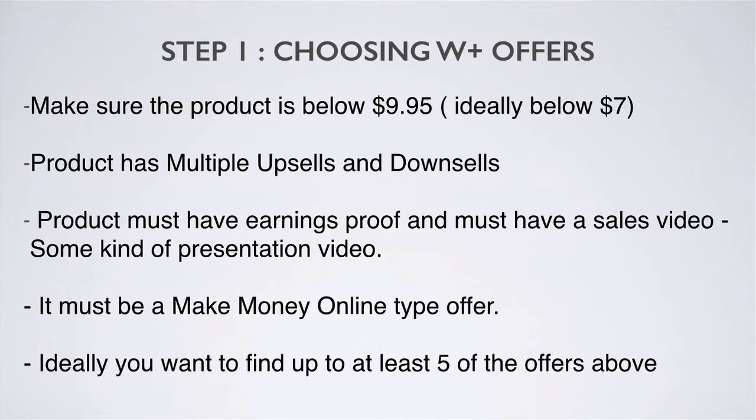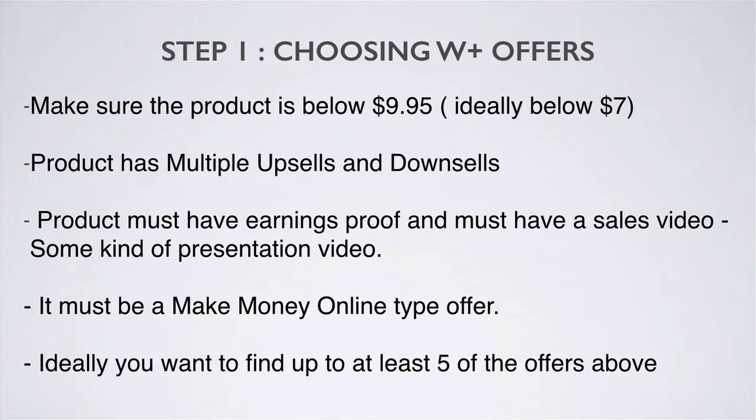Number three, the product that you're going to promote must have earnings proof and a sales video. Ideally, a video showing the proof of concept, whether the system works or not, with some earnings proof and so on. From my experience, that seems to work the best. And ideally, some kind of presentation video on top of the affiliate offer.